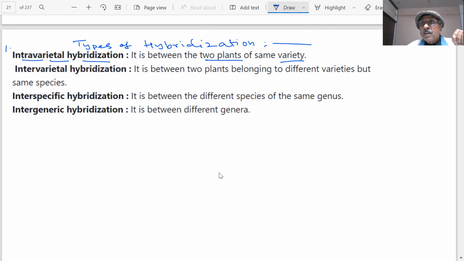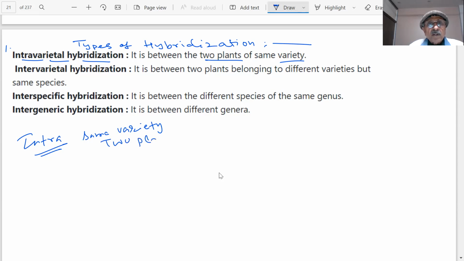Intra-varietal, intra means same variety. There are two plants which have the same variety, so intra means the same variety. You have two plants of the same variety, and you will hybridize them.